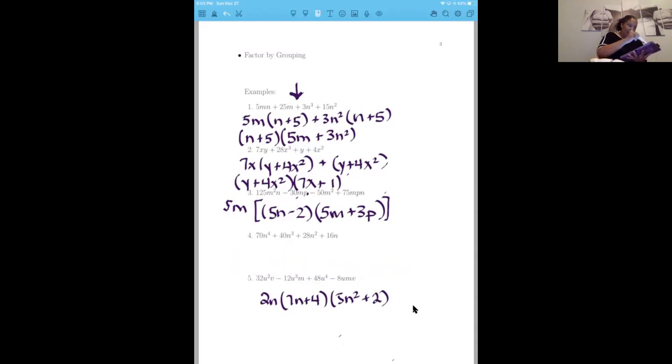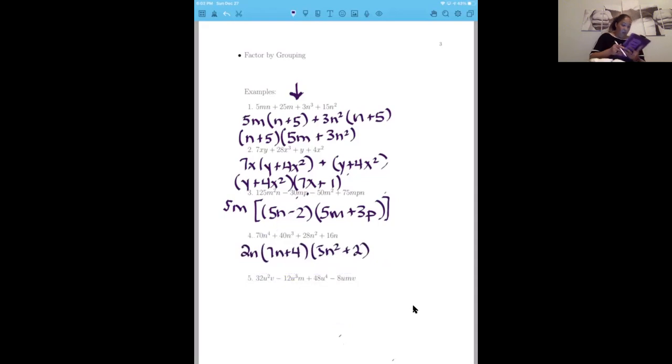All right, and lastly, we have number 5. All right, and this one has multiple terms. Again, looks like we have 3 variables. So the first thing I'm going to do is factor out what they all have in common. They all have a u in common, and they all have a 4 in common. So let's factor out a 4u.